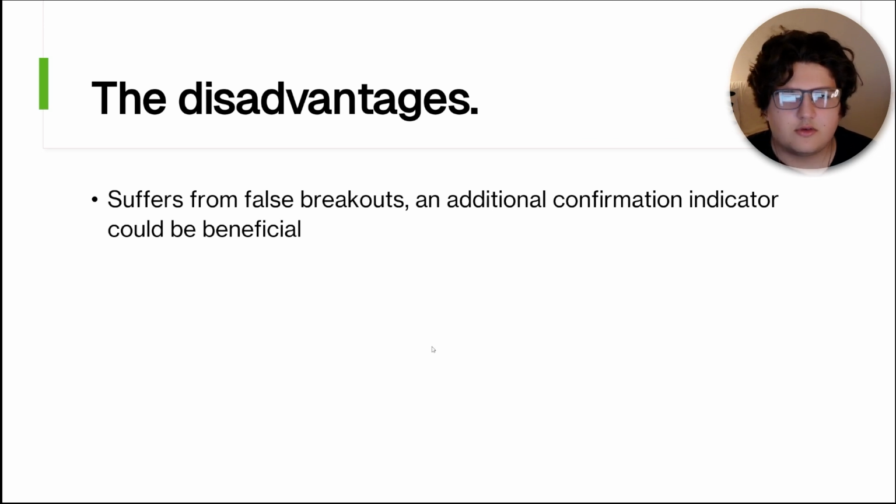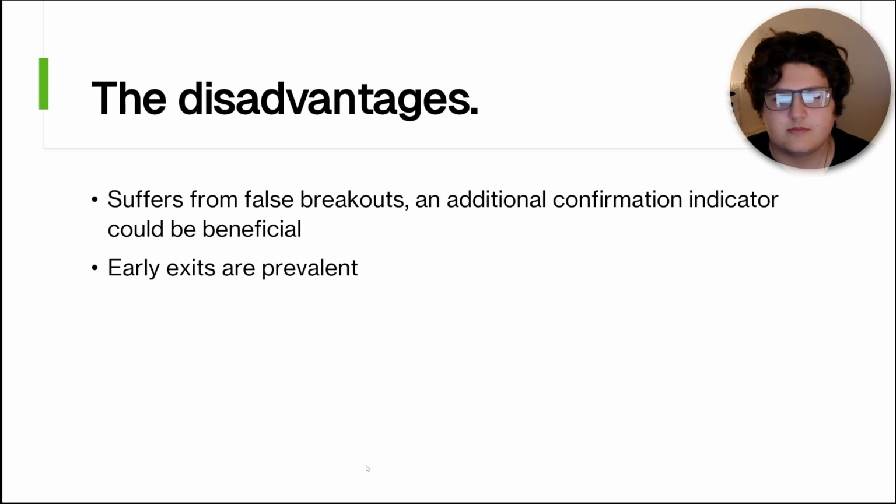This suffers a lot from false breakouts. So an additional confirmation indicator could really be beneficial. We could maybe ask for it to be above a certain moving average. We could look at the RSI, for example. Anything like that could reduce the amount of signals we're getting, to have them a bit more filtered, with not getting a false breakout could be really beneficial.